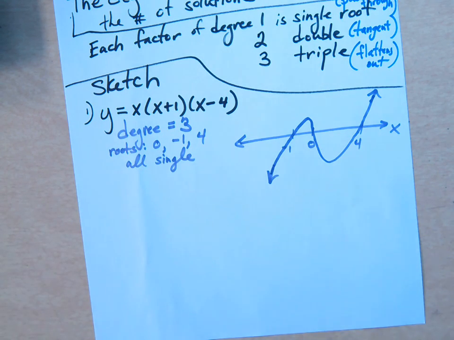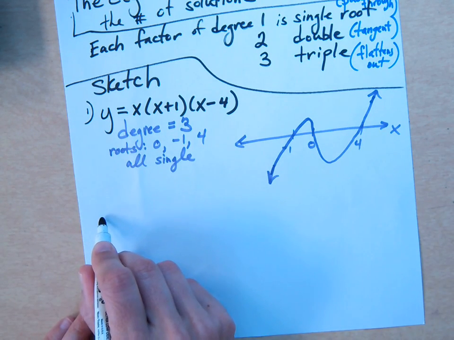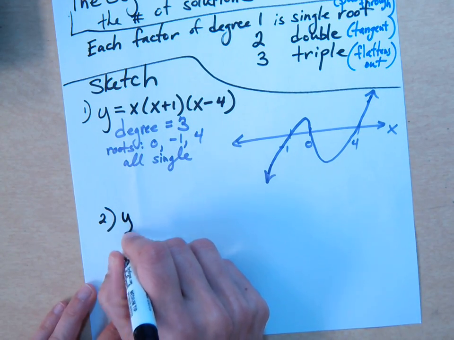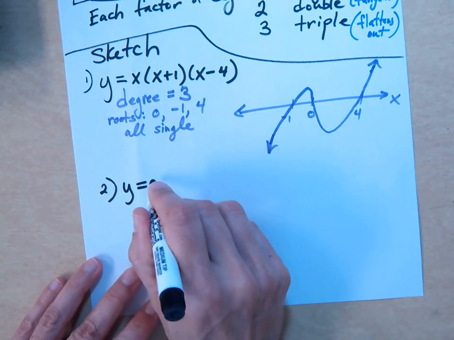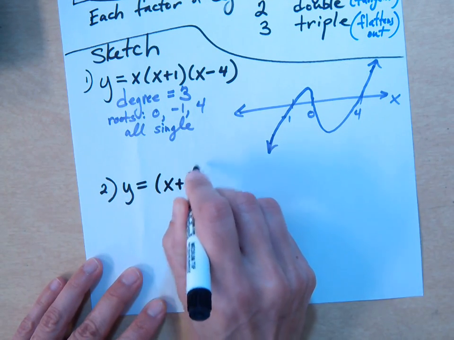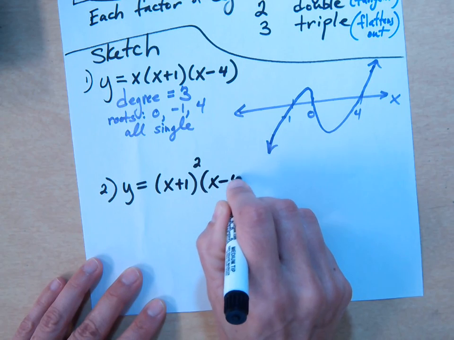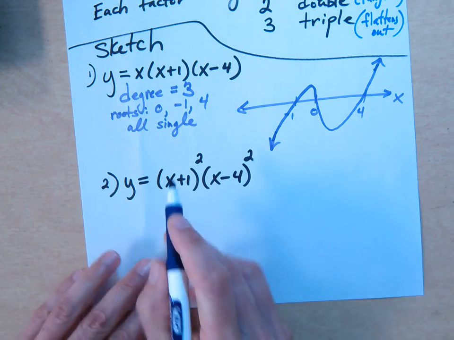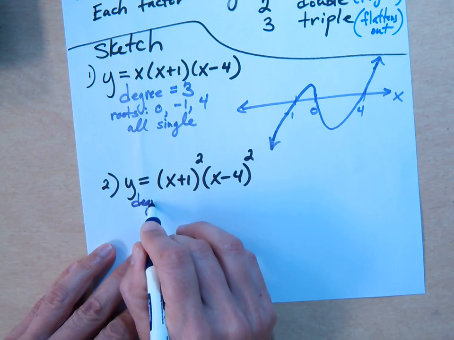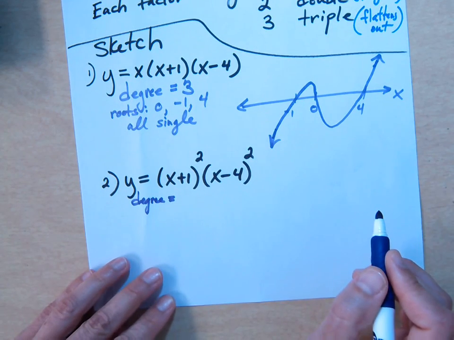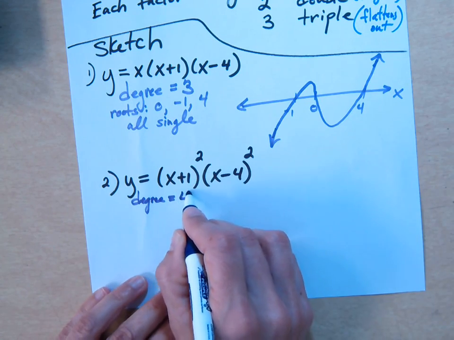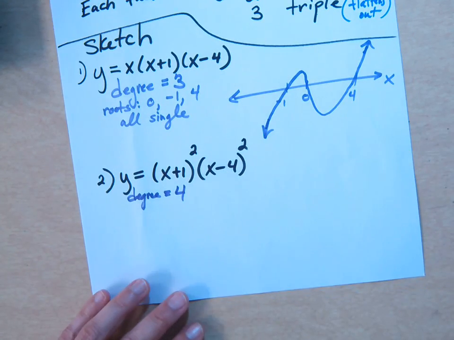Okay, so next, let's look at some more examples with double roots and more things. So let's try 2 double roots. Let's go y equals (x plus 1) squared times (x minus 4) squared. Okay, we're going to sketch the shape. So let's write down all the information. What degree is this polynomial? Yeah, if you were to distribute everything out, it would be degree 4, right? x squared times x squared is x to the 4.